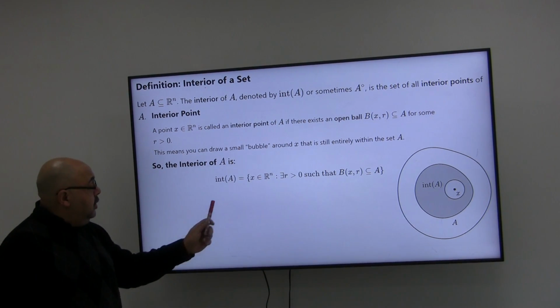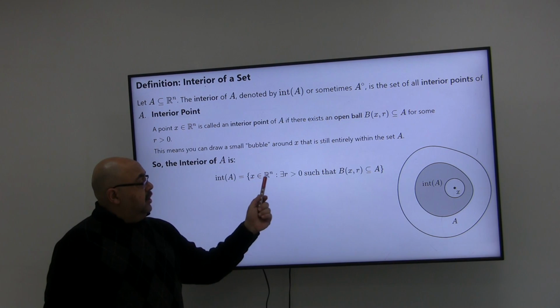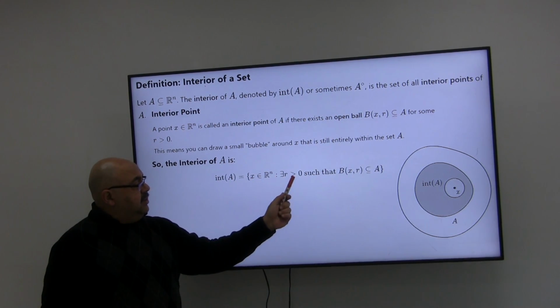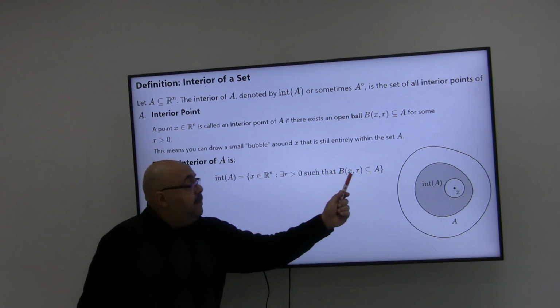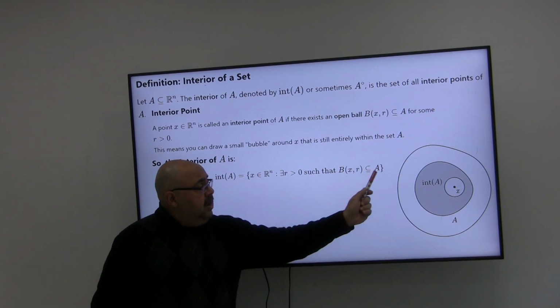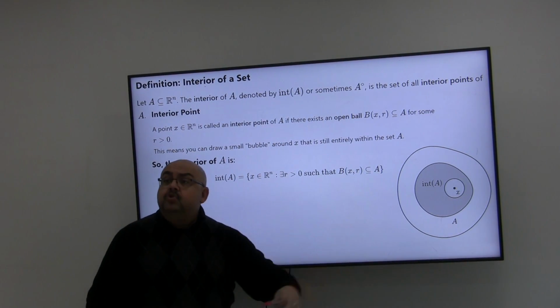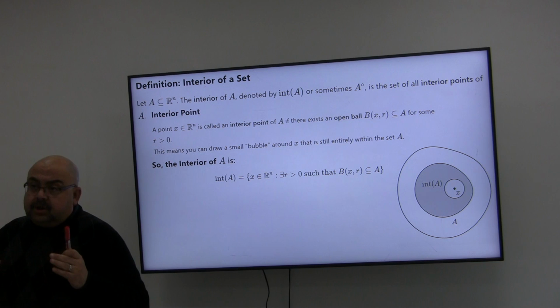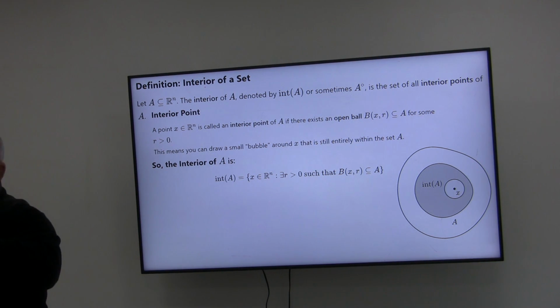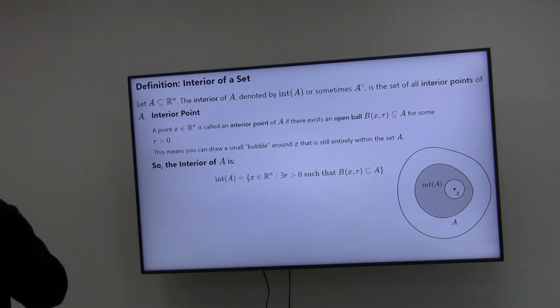So once more, the interior of a set: x belongs to R^n such that there exists r greater than 0 such that the open ball around x with radius r is completely contained in A. So all the open balls for all the points are contained inside A, not reaching the boundary, not including the points on the boundary.